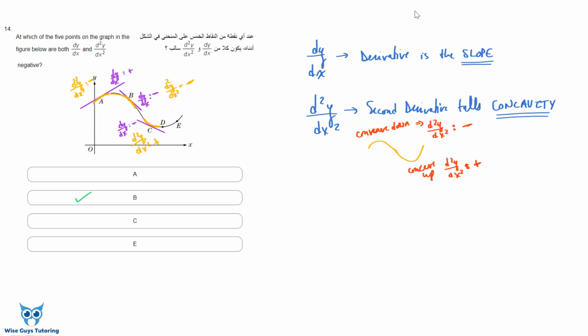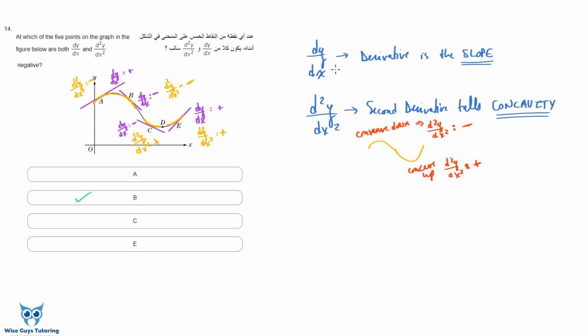If you look at E, his slope is positive. That means the derivative is positive, and he's on the concave up part. So even the second derivative is positive. So E is not even close. Okay, so the only one that has both negative is B. And that's what they signify.